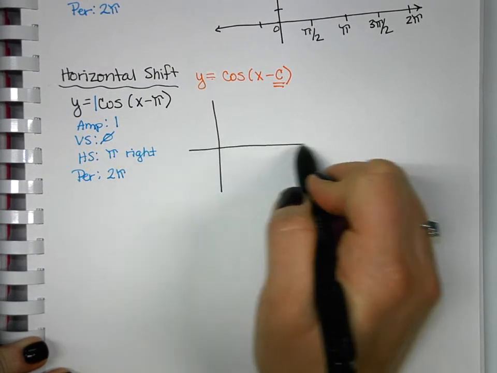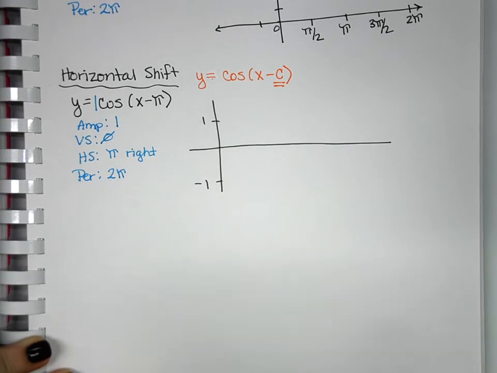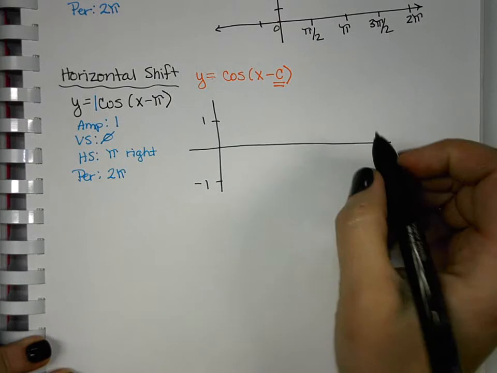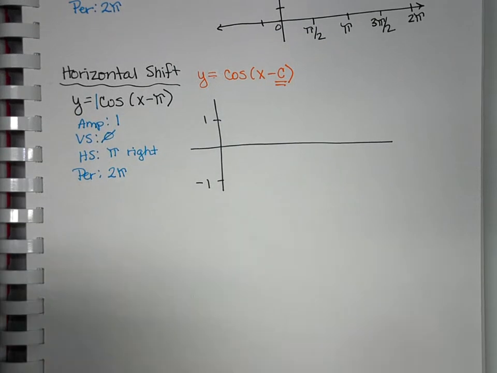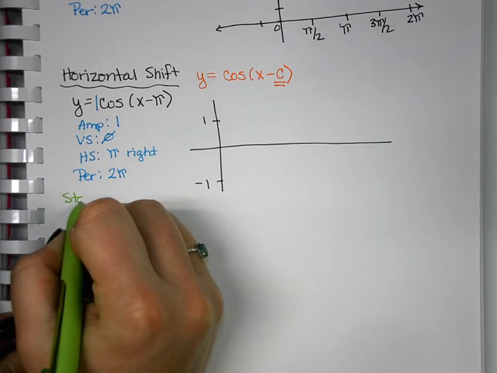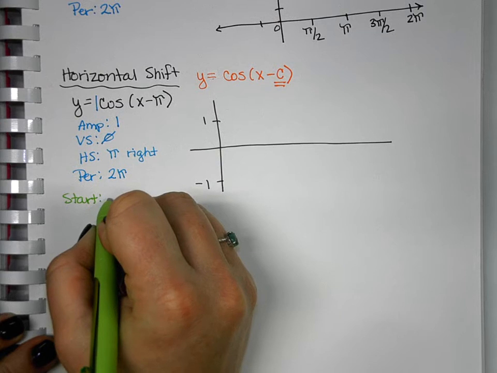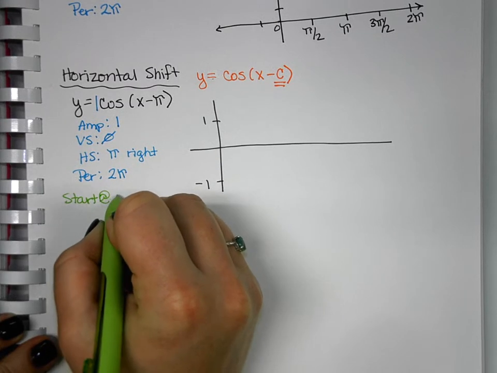I didn't have a vertical shift, so I can go 1 to -1, because again, that's just something we know about the parent graph. Now, this is where I'm not sure how you guys learned it in the past, but we always say you start where your horizontal shift is. So start at the horizontal shift.